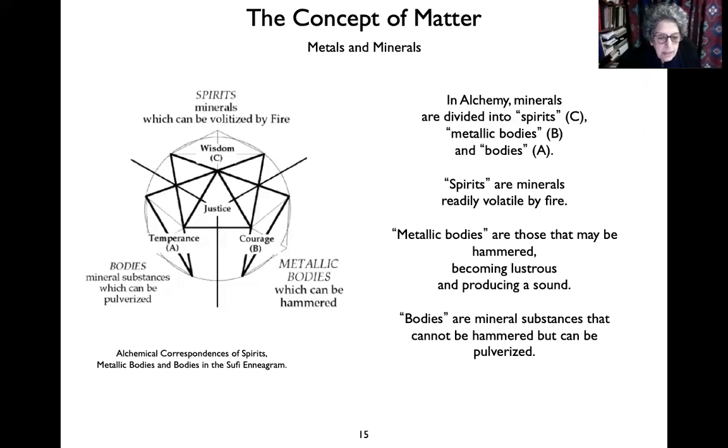So when we look at the Sufi Enneagram, the spirits, the minerals which can be volatilized by fire, are mainly involved with our cognition, and bodies, the mineral substances which can be pulverized, are mainly involved with our affect, and metallic bodies, which can be hammered, are more like our behavior, because we can change our behavior, but we can only discipline our affect. So this is one way that some people have compared the concept of affect, behavior, and cognition to alchemy and the minerals that are part of the alchemical process.